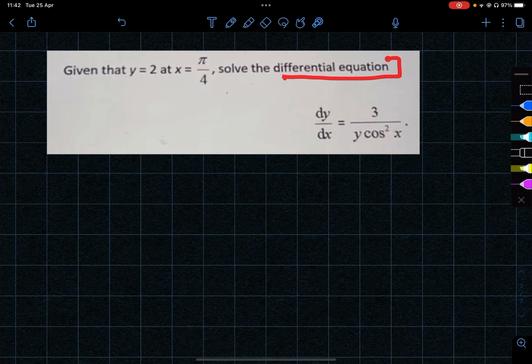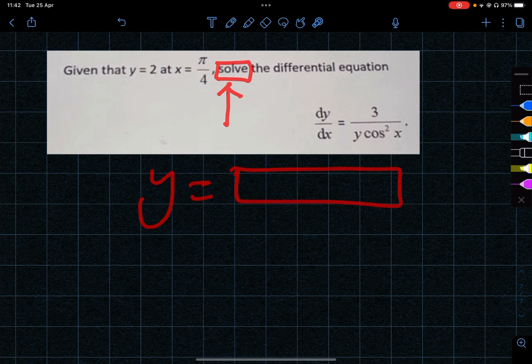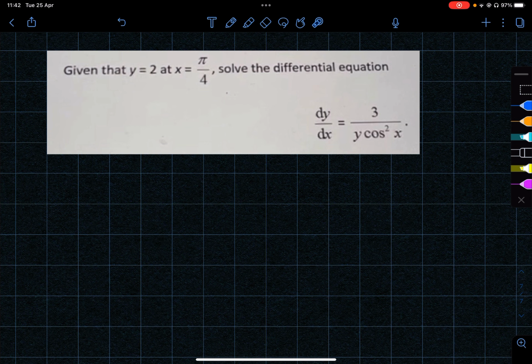This question gives us a differential equation. That means it gives us dy by dx in terms of x and y, and it asks for a solution. So that means it's asking for y equals, an expression in terms of x. So it wants y equals. These values that they give us, x and y, are initial values that we will use to find the constant of integration later. So don't worry about this for now.